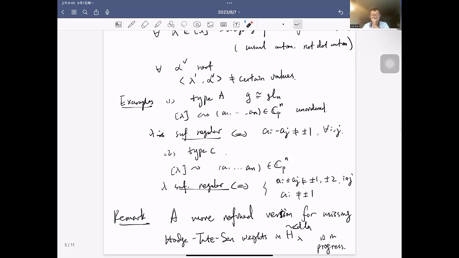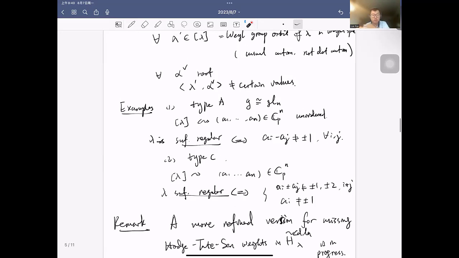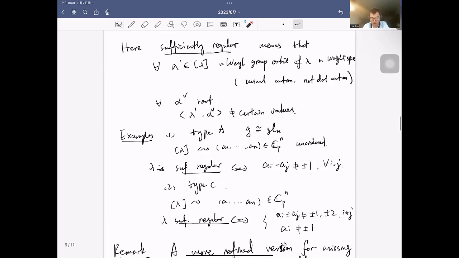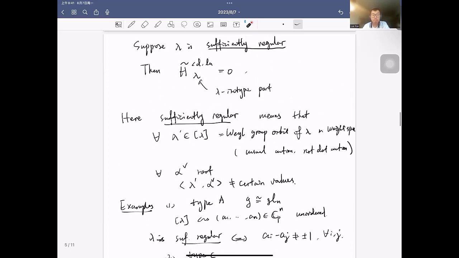In the last 20 minutes, I want to sketch a proof, or maybe just highlight some ingredients of the proof. But maybe before that, are there any questions for the statement of the result? Sorry, I couldn't quite hear. Can you repeat?